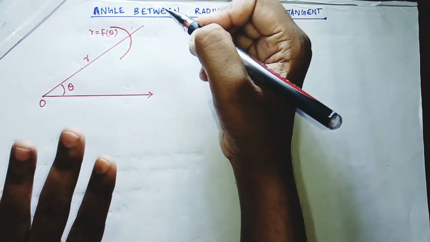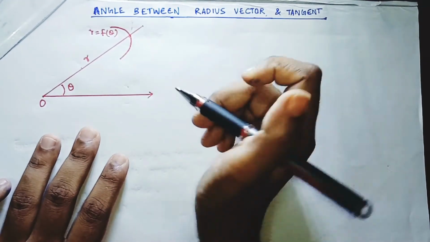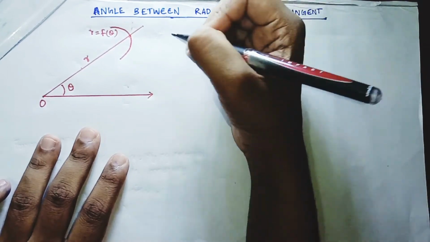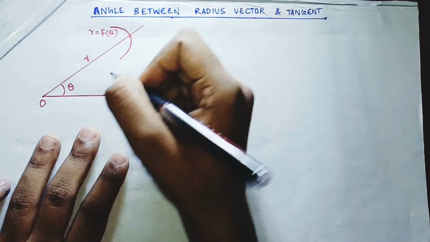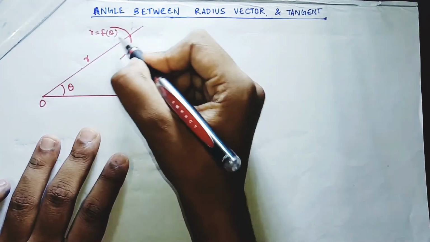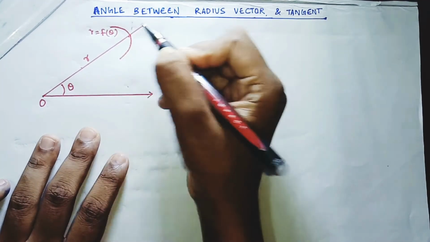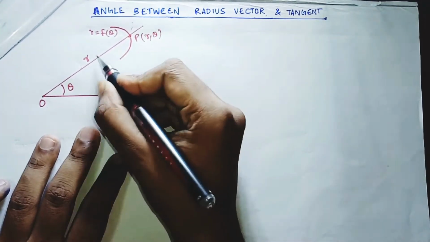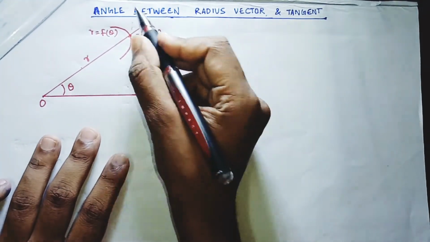Now one thing is left here, that is the tangent. Now we'll draw the tangent at P of r comma theta. Where should this point P be? The point P is on the radius vector. This is r, this is theta. So at P of r comma theta, we need to draw a tangent.